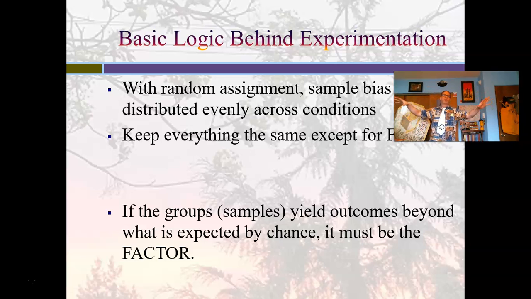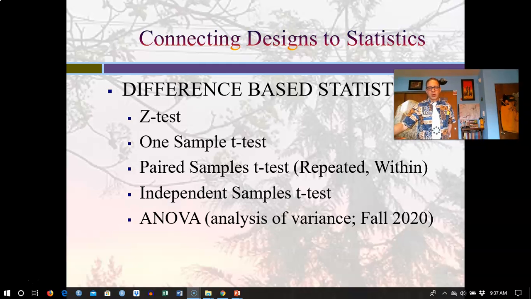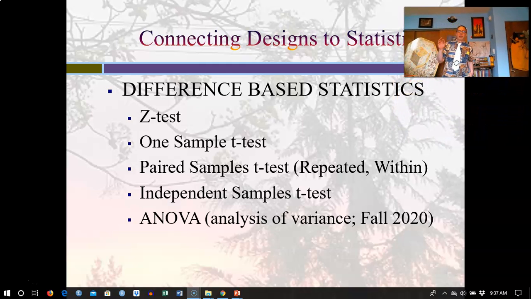Therefore, differences between the groups are no longer due to the bias of the sample, but now hopefully due to whatever you're manipulating. So if you keep everything exactly the same, except for the manipulation or the factor, whatever it is, the independent variable, then any outcomes must be due to the factor and not due to some other criteria.